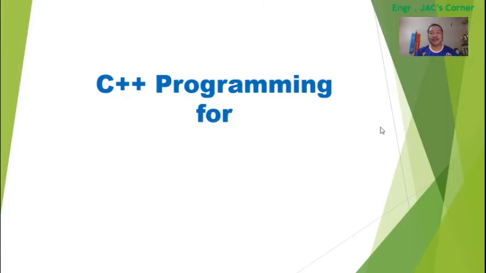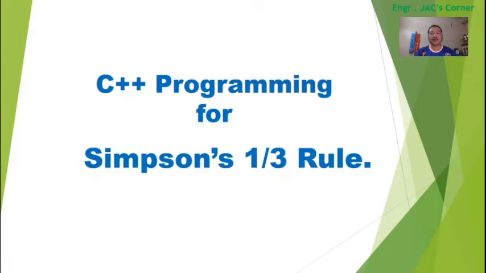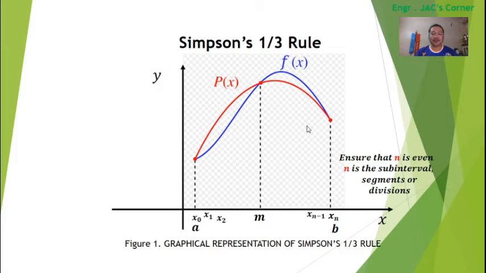I will be demonstrating a C++ program that will evaluate the definite integral of a given function using Simpson's one-third rule. However, before we can create a program, we need to understand the basic principle, the formula, and the solution to this type of approximation method. Let's take a look at Figure 1, a graphical representation of Simpson's one-third rule.